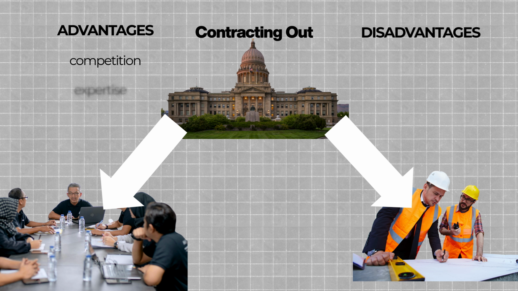Next is expertise. Private firms are more likely to possess better skilled workers and technology than the government is able to provide. And all of the above also relate to innovation. The firm is incentivized to innovate to find the most efficient ways to produce the high-quality product. Okay, but how about the bad stuff?